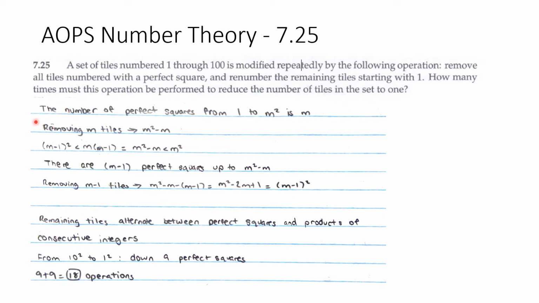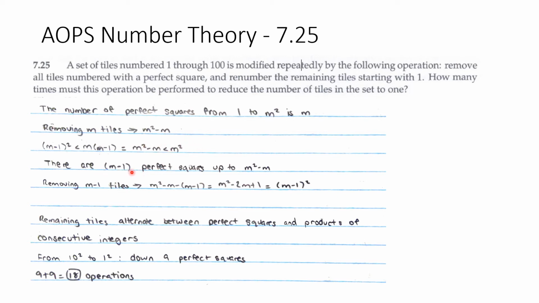So if the number of perfect squares from 1 to m squared is m, so if you remove m tiles, it will become m squared minus m, the number of tiles remaining. So to find how many perfect squares there are up to m squared minus m, well, m minus 1 squared is less than m times (m minus 1), because m is greater than m minus 1, and that's equal to m squared minus m, which is less than m squared.